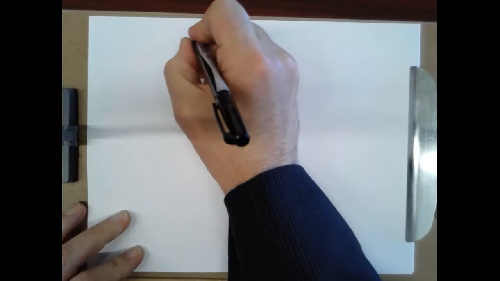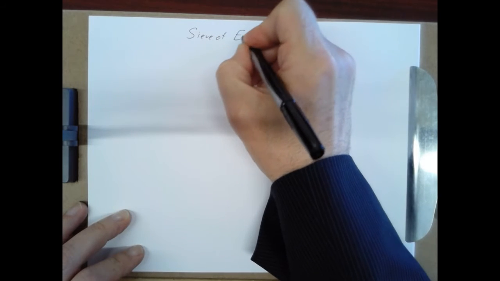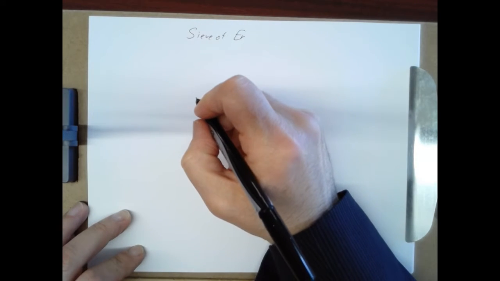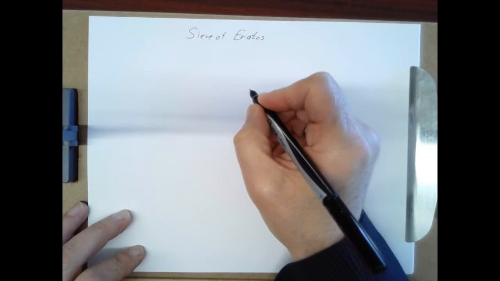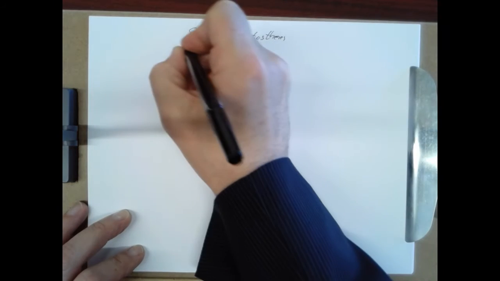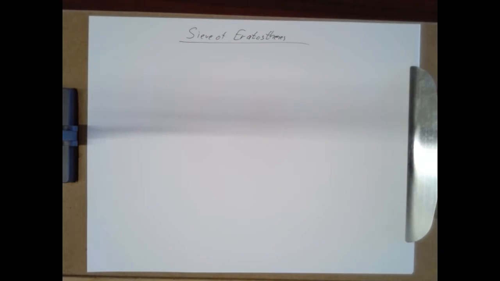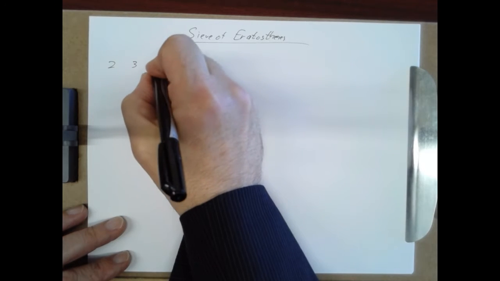Now here's another approach. This is called the sieve of Eratosthenes. I'm not going to try to spell it. Here's the idea. Write down your integers.